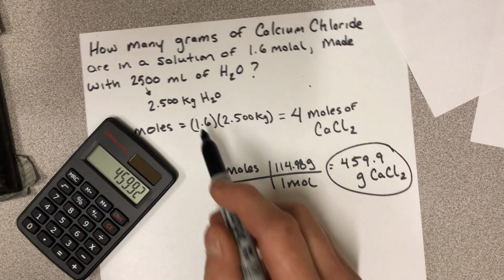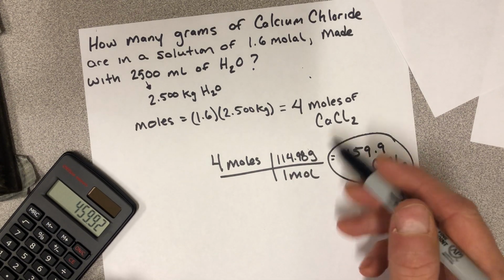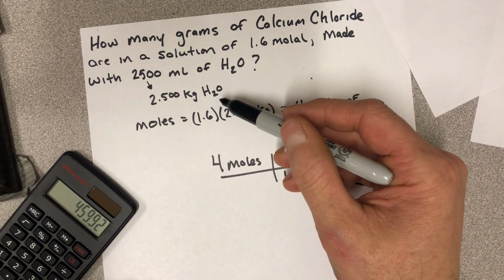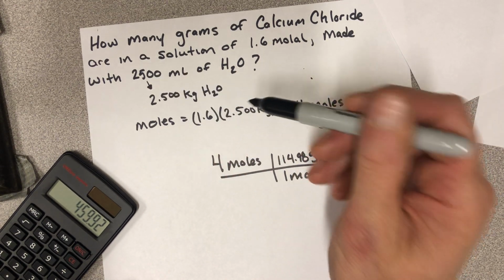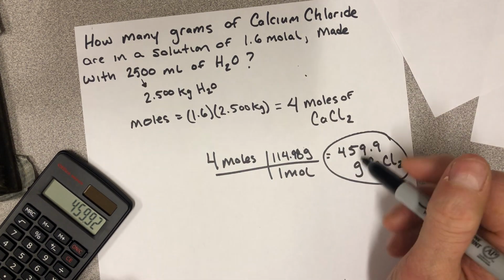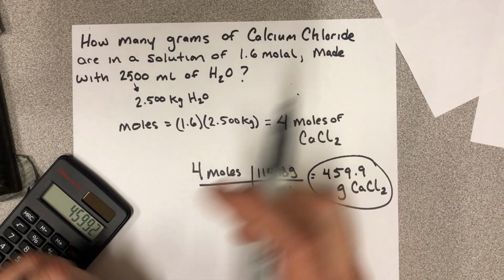So as long as you have 2 of the variables, then you can solve for the third. Sometimes you have to do a little converting between milliliters and liters, or milliliters and kilograms, or grams to kilograms, and then you might have to do some calculations between moles and grams, but these aren't too challenging. Okay, hope that helps.